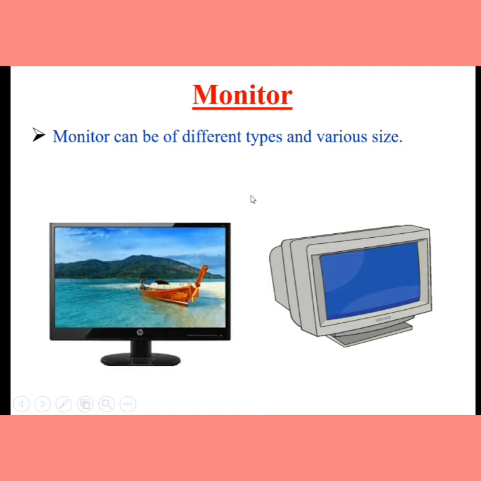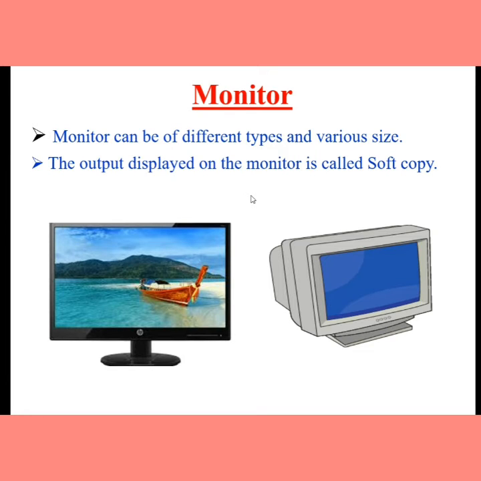And the output displayed on the monitor is called soft copy. On this monitor screen, any output, whether number, image, text or letter, is displayed on the screen. And the output is called soft copy. Now why is the output called soft copy? Because the output is displayed by electronics, or displayed digitally.